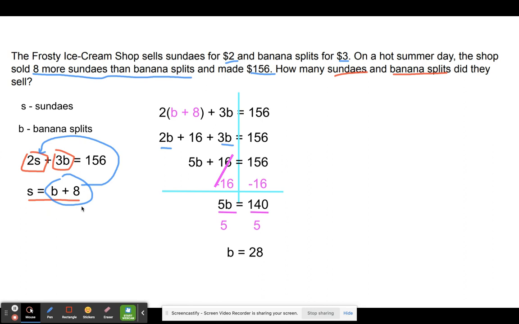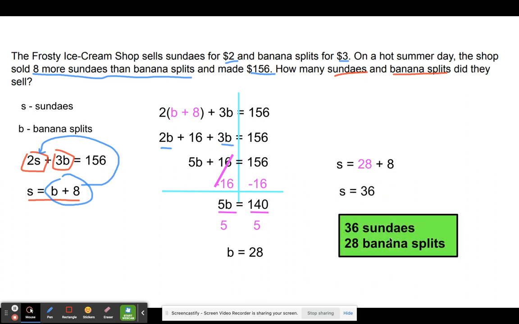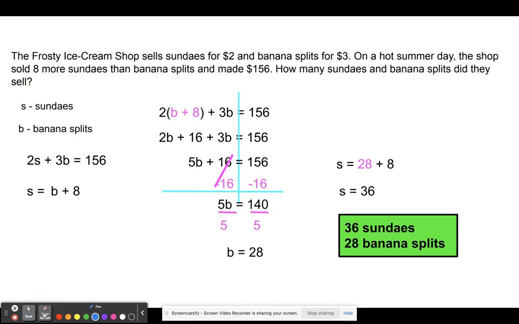Okay, and now if I go back to solve for S, I just want to take probably the easiest equation, which would be this one. Plug that 28 right into B. And then 28 plus 8 is 36. So that means I have a total of 36 sundaes, 28 banana splits. Okay? All right, let's go to the next one.